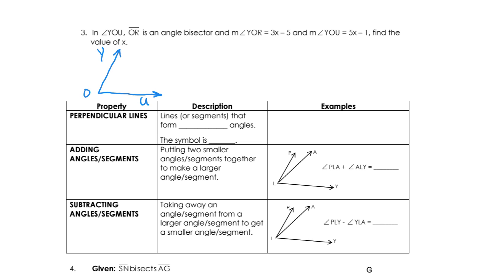And then it says that OR is an angle bisector. So from O to R, and again, the keyword is bisector. Bisectors cut things in half or into 2 equal pieces. And so we'll get 2 equal angles again. And it tells me that the measure of angle YOR is 3x minus 5.